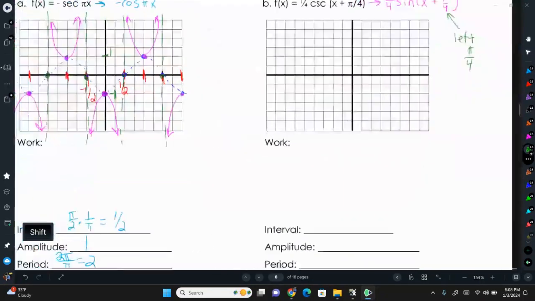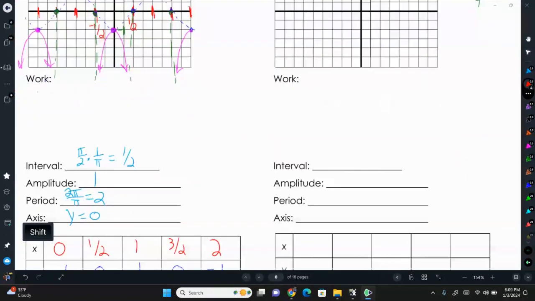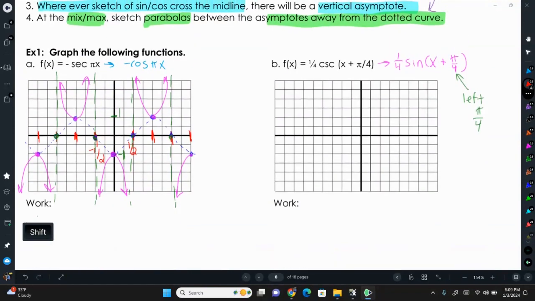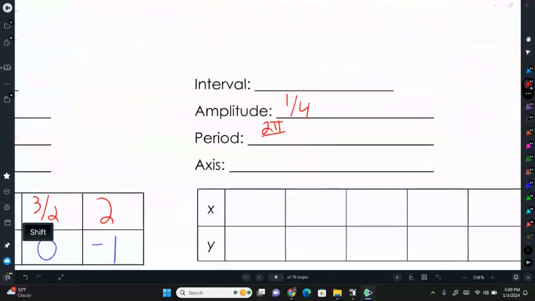So now we'll do our amplitude is going to be 1/4. Our period 2 pi over b. Our b value is 1. We don't have a number in front of the x at all. So 2 pi over 1, which is 2 pi. Our interval is going to be pi over 2 times 1 over 1. So pi over 2 is going to be our interval.